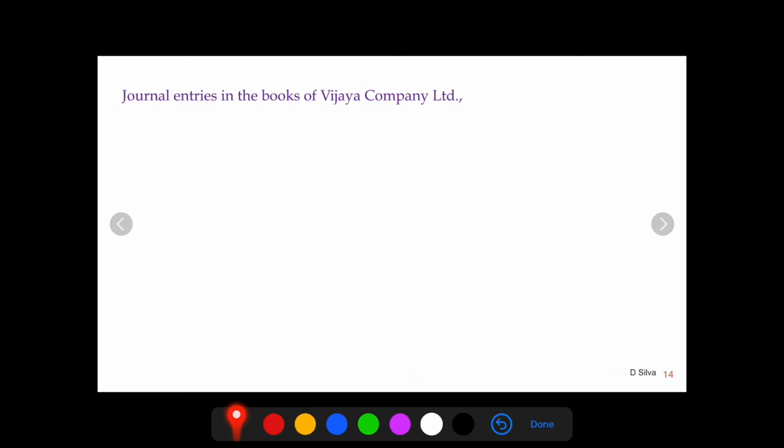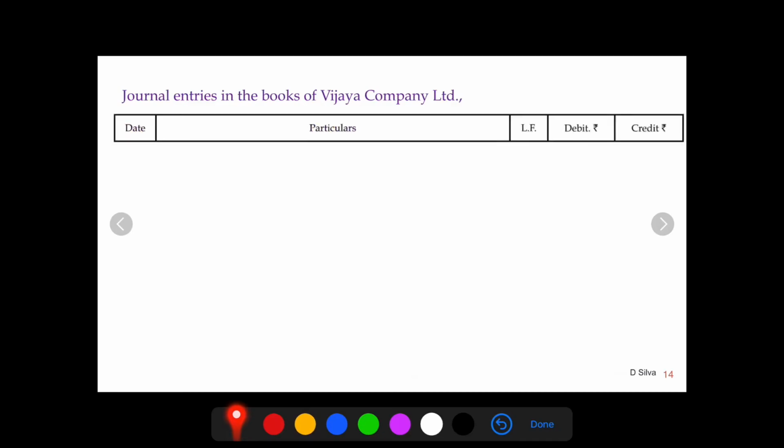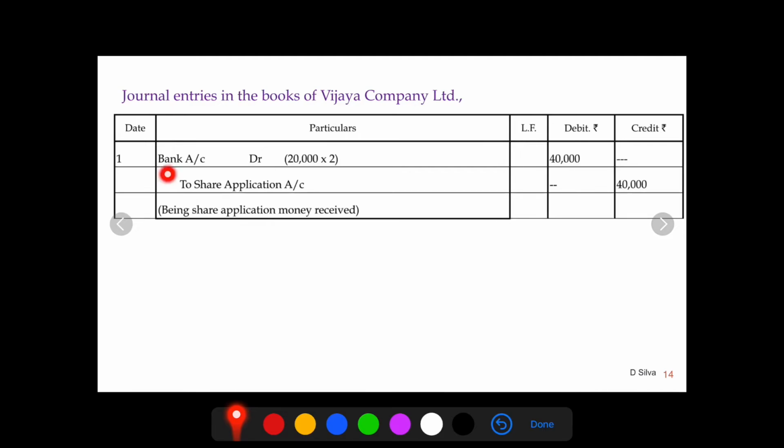Journal entries in the books of Vijaya Company Limited. We know the format of date, particulars, ledger folio, debit column and credit column to record the amount. So the first journal entry is bank account debit to share application account, being share application money received on 20,000 shares which are being issued. We are taking down only what is being issued of rupees 2 each on application. Amount being debited and credited is rupees 40,000.